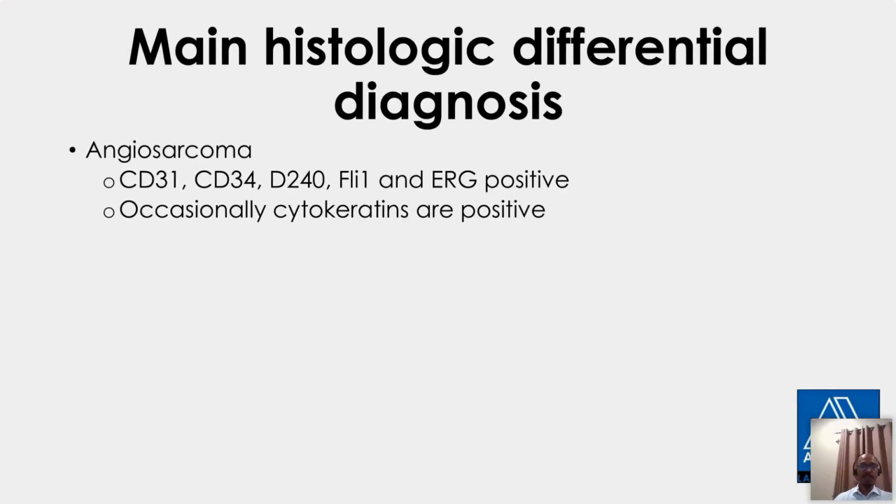The main histologic differential diagnosis is an angiosarcoma, which is a much more aggressive tumor, so it's quite important to make that distinction. And as I've mentioned, immunos are useful. In angiosarcoma, the vascular markers such as CD31, CD34, D2-40, FLI1, and ERG will be positive. And just keep in mind that occasionally, especially the epithelioid variants of angiosarcomas can stain with cytokeratins.